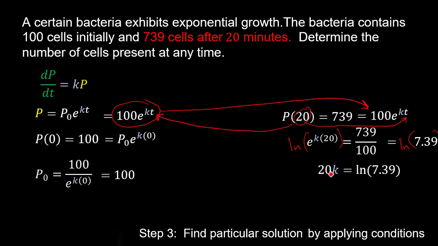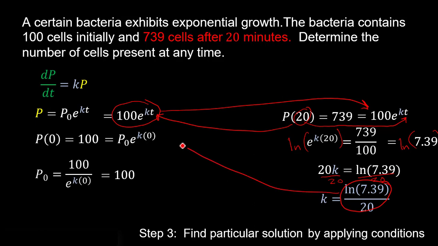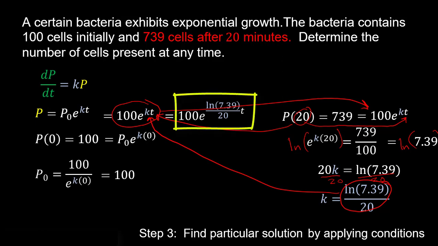So dividing by 20, we can solve for k, which is natural log of 7.39 over 20. Now we've finally arrived at all the information that we're going to need. So we can take this value for k, and we can go ahead and plug it into our population equation up here, and we finally arrived at our particular solution given these conditions that we've applied up here.